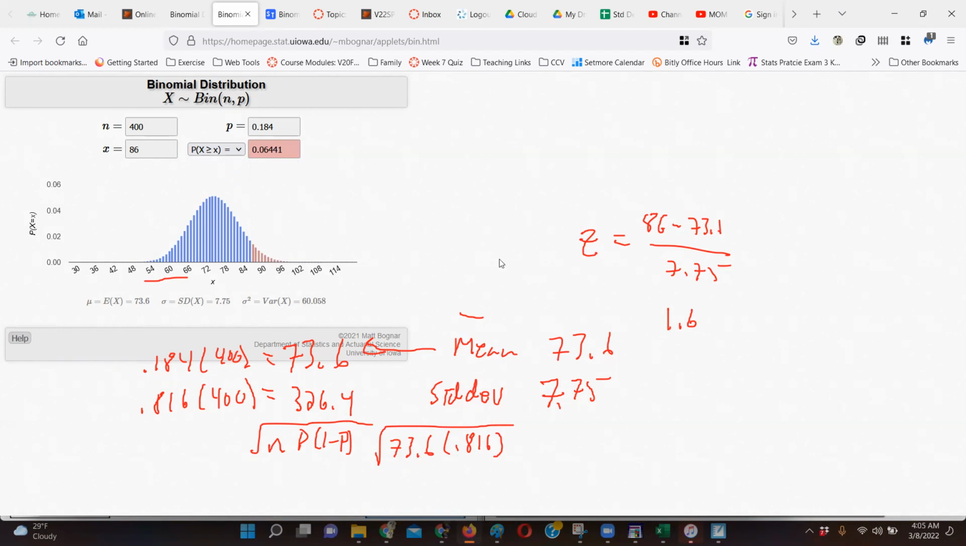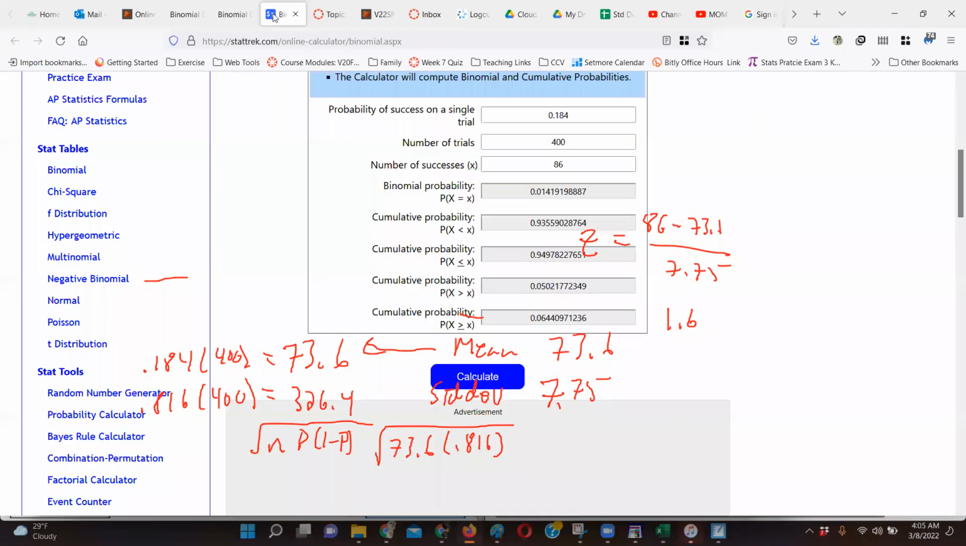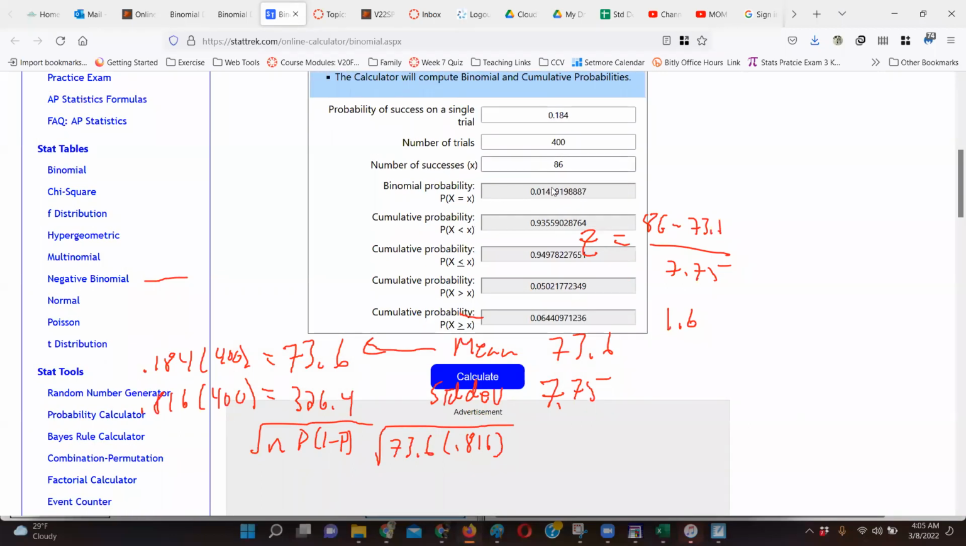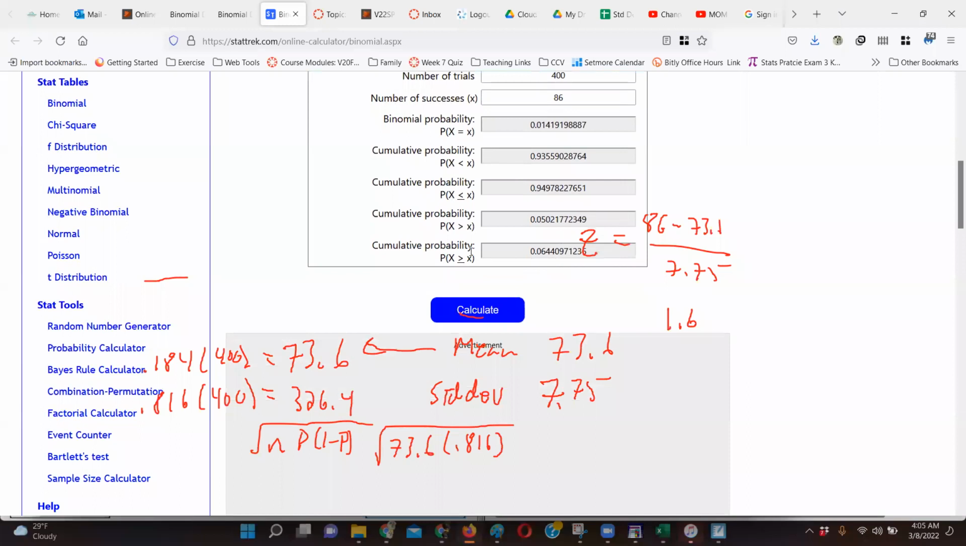So we don't even need to know if it's a symmetric distribution to do this, as long as we know it's a binomial distribution. Just so you can see, this last one, X is greater than or equal to X, is doing that 86 or higher. If I was only interested in more than 86, I would use the next one up. Either one of these shows that it's not unusual.